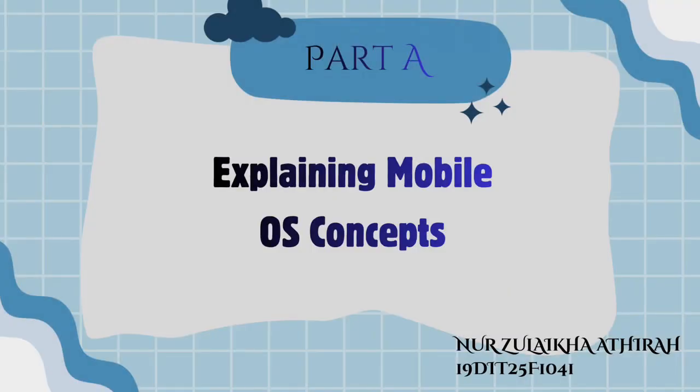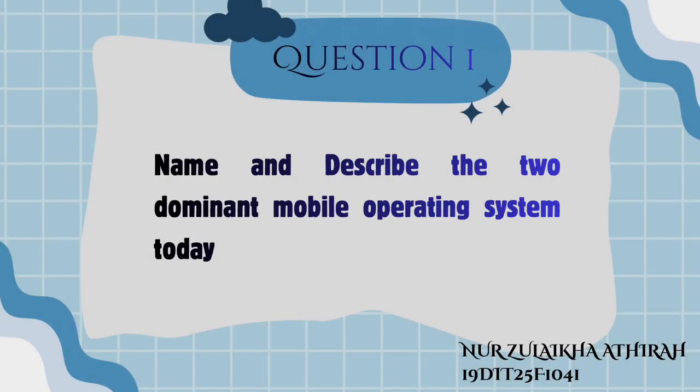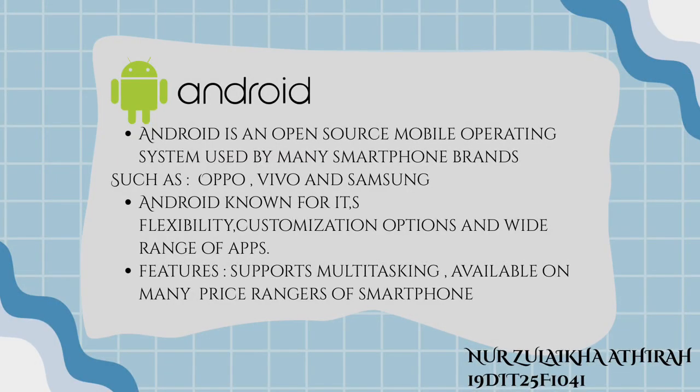I'm Nur Zulaika Atira and I will start with Part A, explaining mobile OS concepts. Question 1. Name and describe the two dominant mobile operating systems today. Android. Android is an open source mobile operating system used by many smartphone brands such as Oppo, Vivo and Samsung. Android is known for its flexibility, customization options and wide range of apps. Its features support multitasking, and it is available on many price ranges of smartphones.